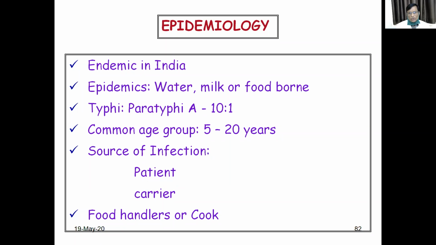You must know the definitions of what is epidemic, what is endemic, and all these things. The common age group is 5 to 20 years. The source of infection is a patient or carrier, or food handlers or cooks, which we are going to discuss at the end.